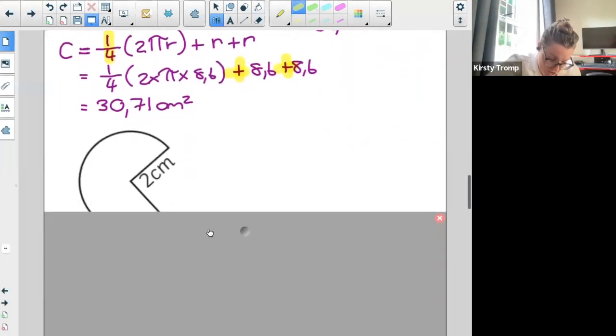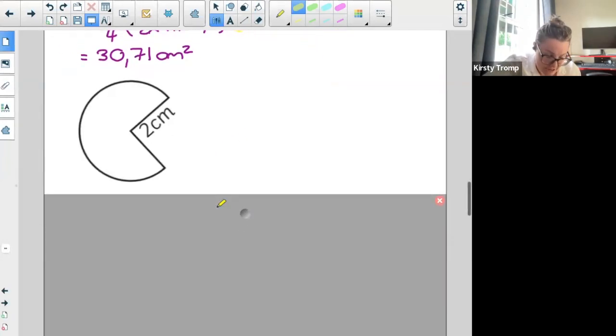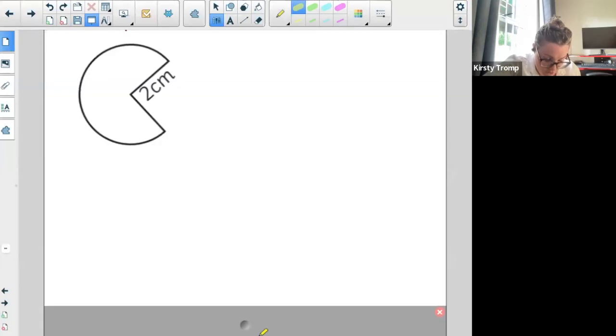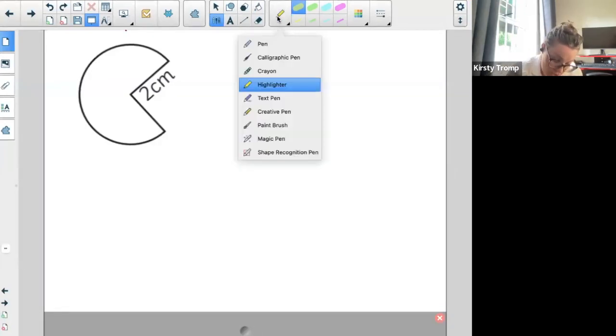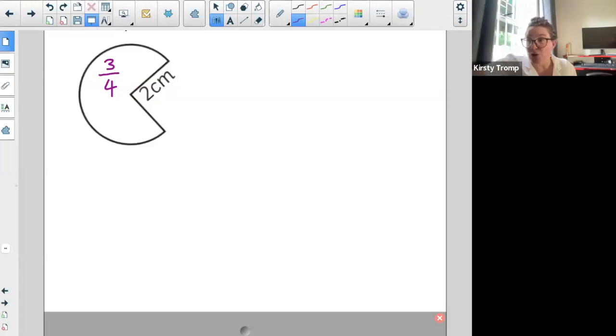Let's have a look at this nice question. This nice question is a challenge. So here is a challenge for you. I can tell you that this shape is 3/4 of a circle, if that helps. Doing exactly the same thing as what you guys have been doing the whole time, but this one is 3/4 of a circle now. Go have a look.